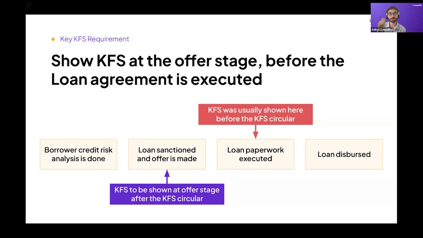But the ultimate point of KFS and the KFS circular and the DLD's restatement of the KFS circular is to give borrowers a chance to reject the loan at the offer stage itself, right? So you need to build your process such that the KFS is upfront and center and visible and unavoidable, right? It should be in the customer's face at the stage of offer itself.